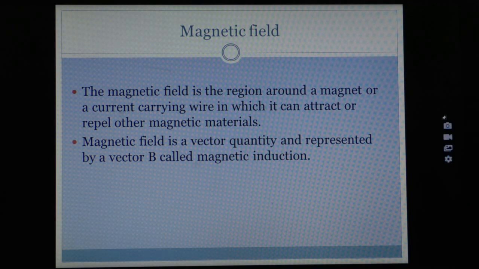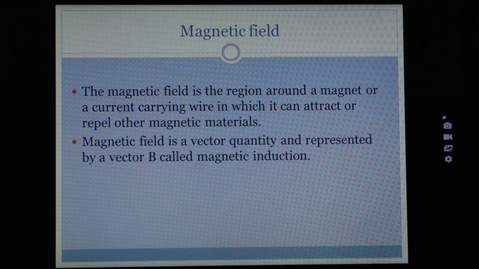In electromagnetism, it is the region around a substance, a conductor, that carries electric current. The magnetic field is the region around a magnet or a current-carrying wire in which it can attract or repel other magnetic materials. Students, in matric class, you would have learned about a simple magnet known as a permanent magnet. Basically, a permanent magnet is a bar carrying two poles, North Pole and South Pole. The region around the magnet is known as a magnetic field.